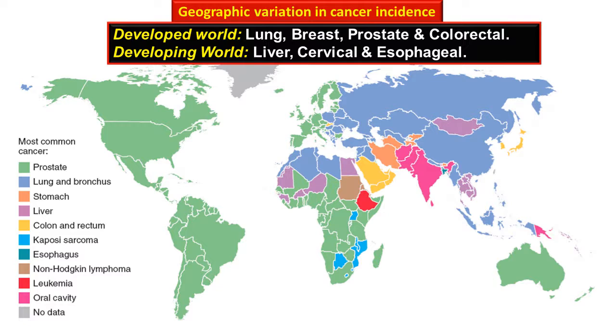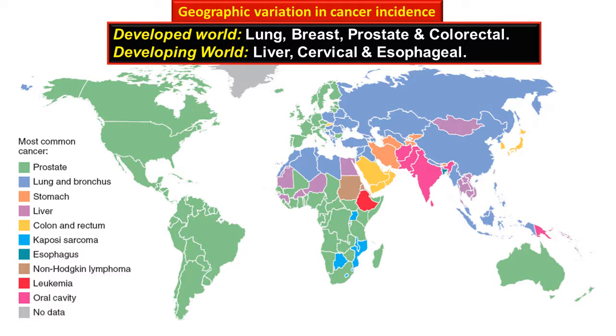The blue color is for Europe and China and Russia, and here the commonest variety of the tumor is lung and bronchus tumors, while the magenta color is for the subcontinent, and here the oral cavity tumors are the commonest ones. The yellow is for Saudi Arabia and some other Arab countries, where colon and rectal carcinomas are commonest.